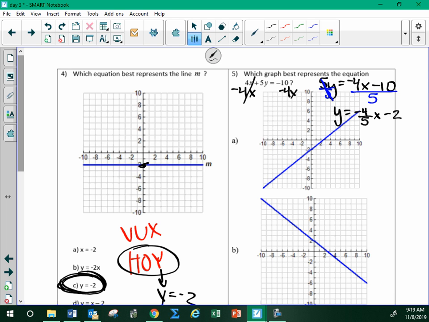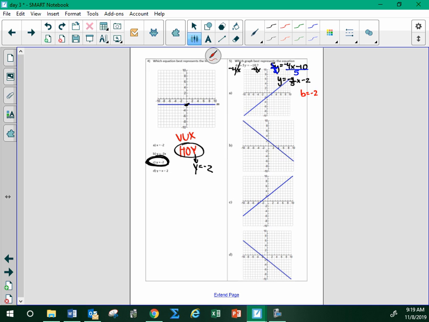Okay, so what is my y-intercept? My y-intercept is negative 2. Let's take a look at our graphs. Does A have a y-intercept at negative 2? Yeah. Does B have a y-intercept at negative 2? Nope, it was positive 2. Does C have a y-intercept at negative 2? Nope, it's at positive. Does D have a y-intercept at negative 2? All right, so we already have a 50-50 shot.